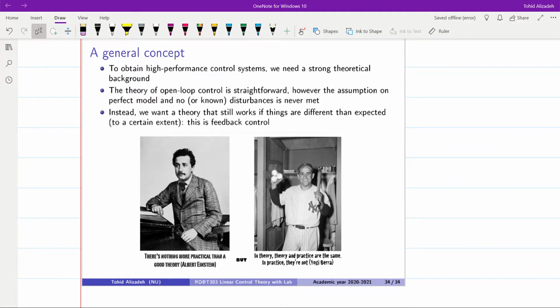And therefore, we will go towards using the feedback control. The feedback control will help us to obtain stable control systems which have desirable characteristics as we want. We'll go through this in the next lectures.